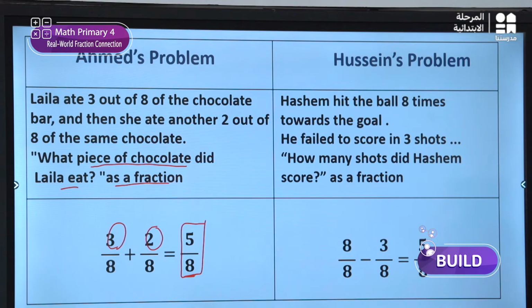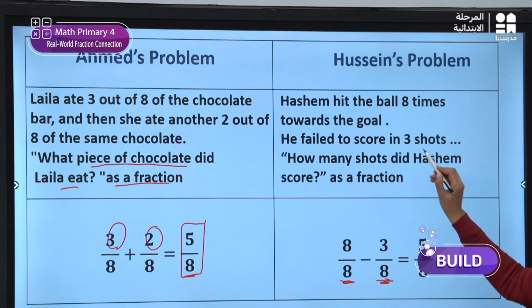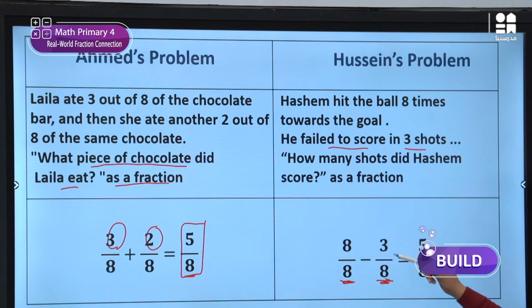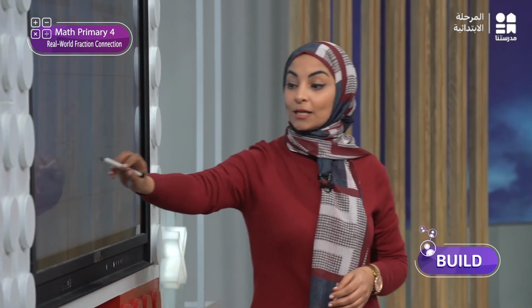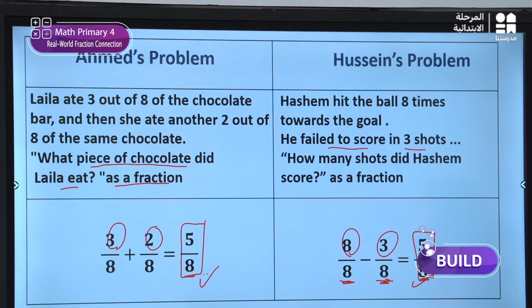To find the number of goals هاشم scored حسنين عمل ايه؟ He subtracted 3/8 from 8/8، يعني عمل هنا 8/8 minus 3/8. 8/8 ده التوتال number و 3/8 ده ال 3 shots he failed to score. So when he made 8/8 minus 3/8, he kept the denominator as it is وعمل 8 minus 3, so the fraction became 5/8. دلوقتي هنلاقي ان التو answers طلعوا زي بعض بالظبط بالرغم من احمد البروبلم بتاعته كانت addition problem لكن حسين problem was a subtraction problem.